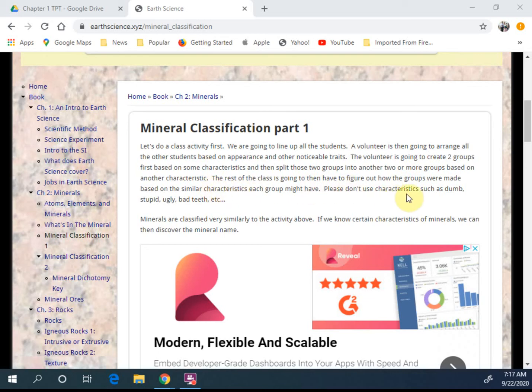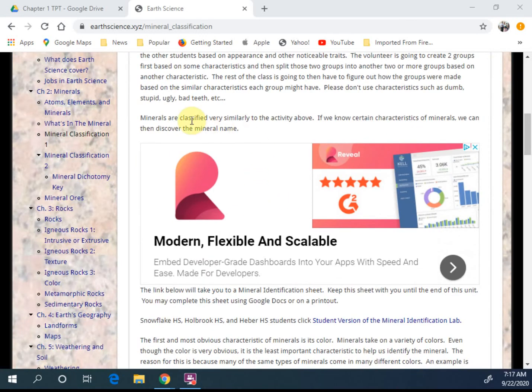And the rest of the class is going to try to guess what characteristic or trait that person chose. And it has to be obviously something that is kind, something that is not mean or derogatory. This lab is a great way for you to identify how we go about classifying different minerals into subgroups to be able to identify them in the end. So we'll do this now in the class, and then I'm going to continue on with the lecture.